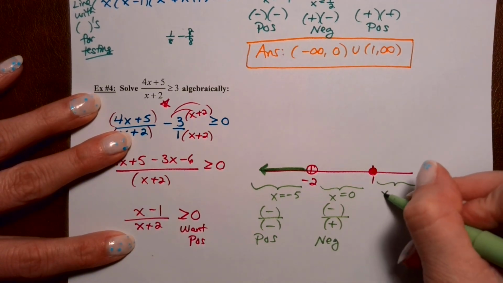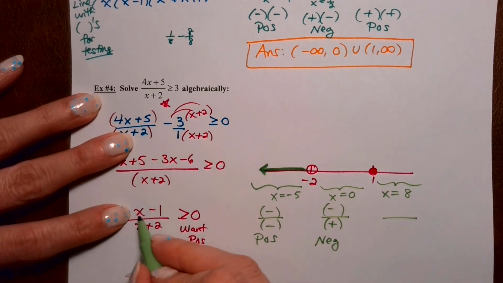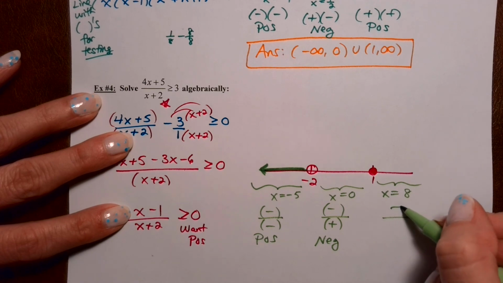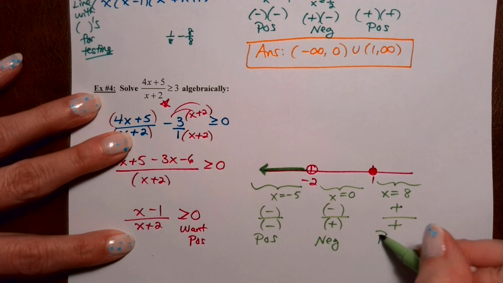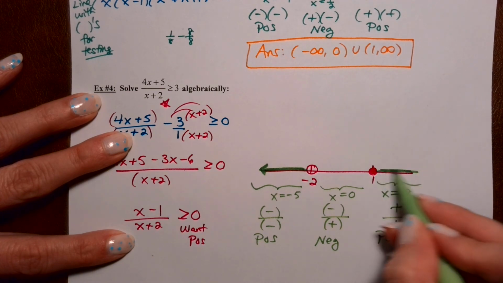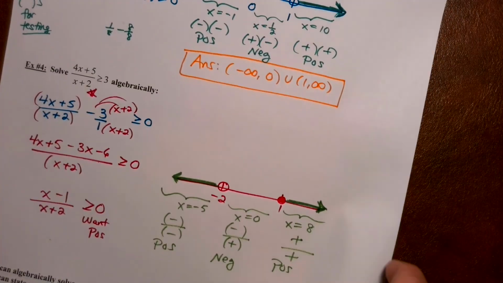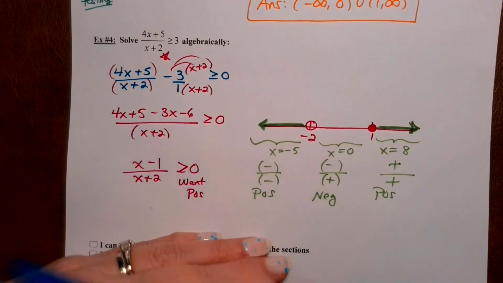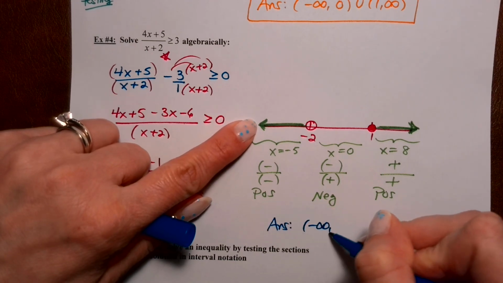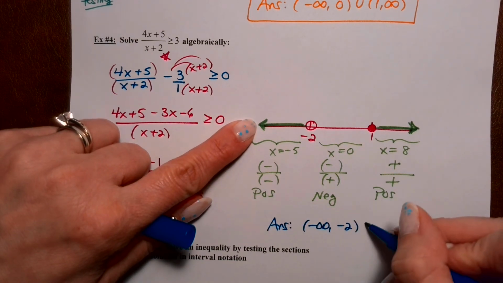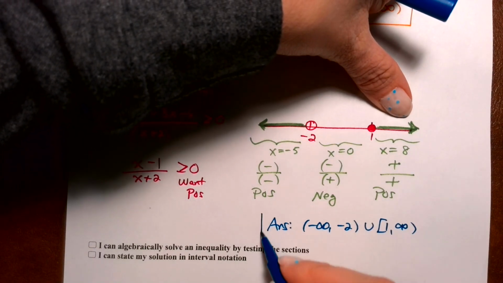Over here, I'll test 8. 8 minus 1, positive. 8 plus 2, positive. Hey, we wanted positive. Okay, it's time to officially write our answer. The answer is going to go from negative infinity to negative 2, union, brackets, 1 to infinity.